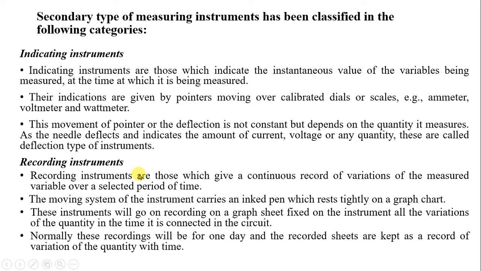Next one is the recording instruments. As the name implies, it records the value or data of the measurement or any kind of variable that is being measured. Recording instruments are those which give a continuous record of variations of the measured variable over a selected period of time. Suppose in 1 hour, the change in temperature will be recorded by this recording device.